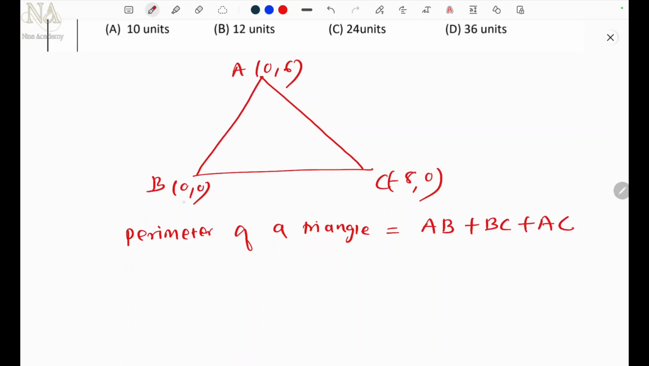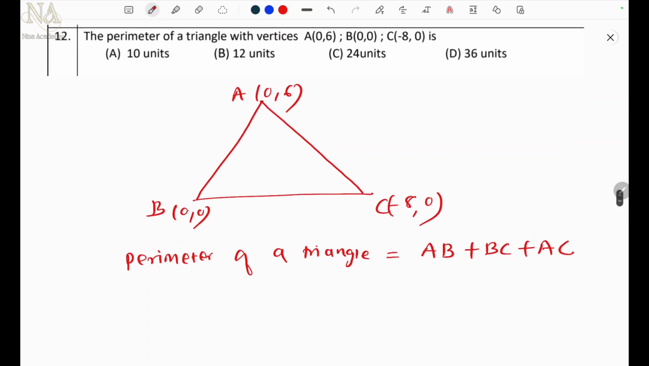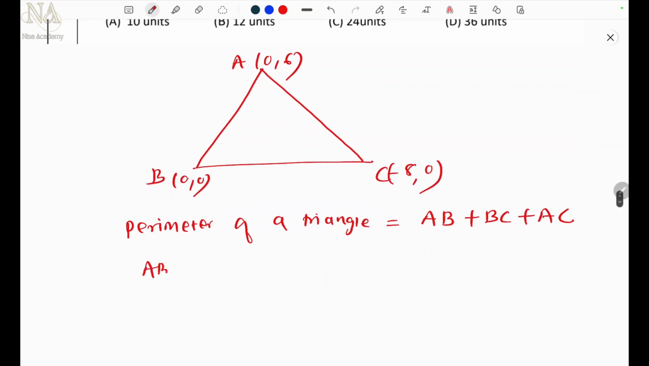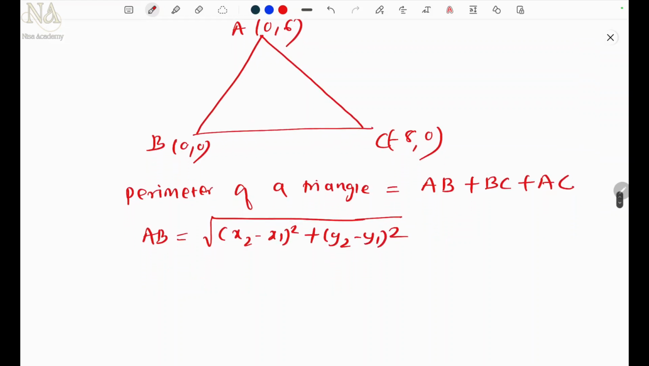So what do we have to find? We have to find AB, BC and AC. How do we find them? They are coordinates, so coordinate geometry, yes, distance formula. So AB equal to, what is the distance formula? Square root of X2 minus X1 whole square plus Y2 minus Y1 whole square. And you can even write X1 minus X2 square because you are squaring, so it does not matter.